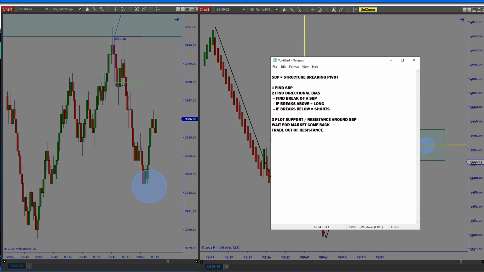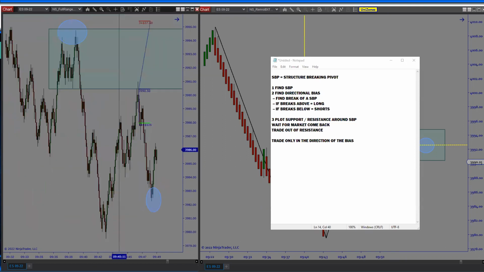You want to trade only in the direction of the bias. That's it. Pretty simple. Using candles in conjunction with Renkos? Yeah, it's just a 4 range. I'm just doing this so we can see it. That's all there is. This chart doesn't serve any sort of analytical bias or anything like that. Just using it so we can see the market.